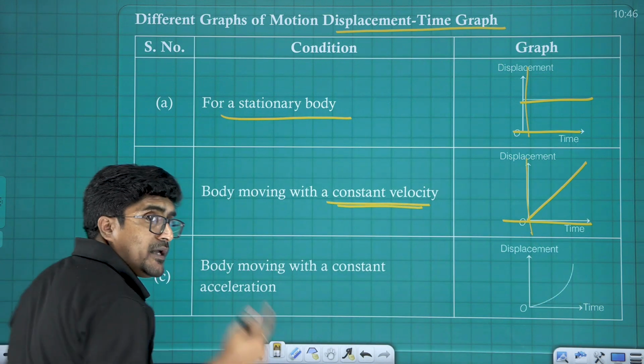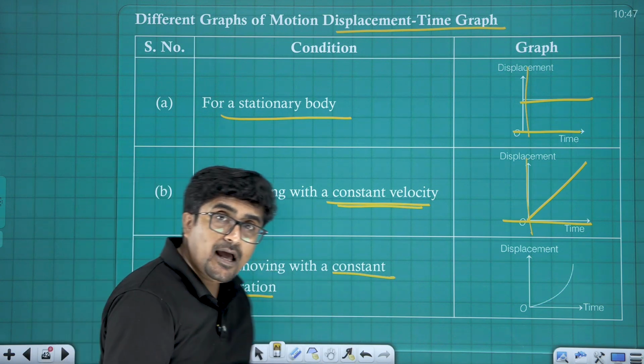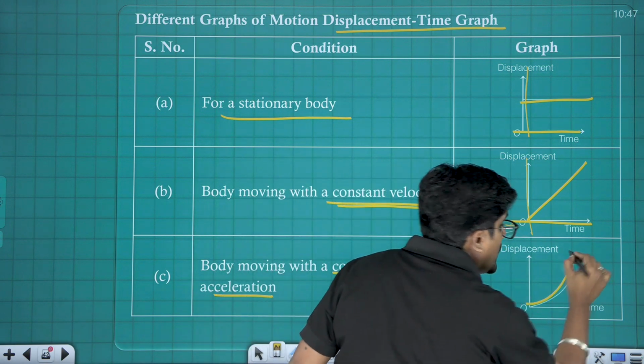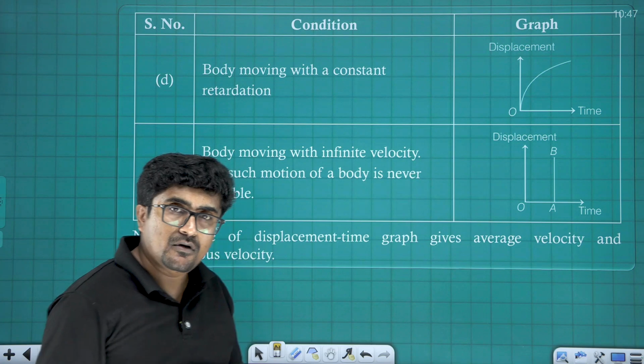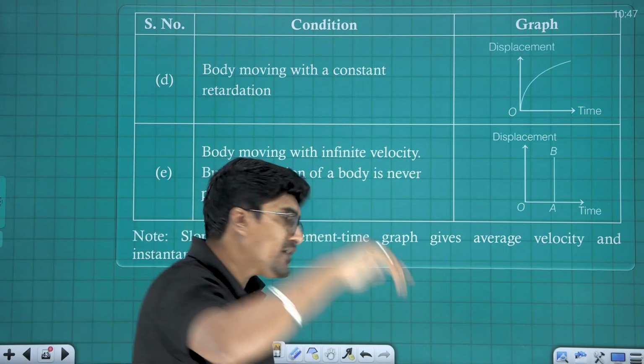Okay, now it's moving with constant acceleration. I repeat, constant acceleration. So it's going to be like this. That means bent upward, constant acceleration. Next is constant deceleration. Okay, bend downward. Constant acceleration, speed is increasing. There it is decreasing.